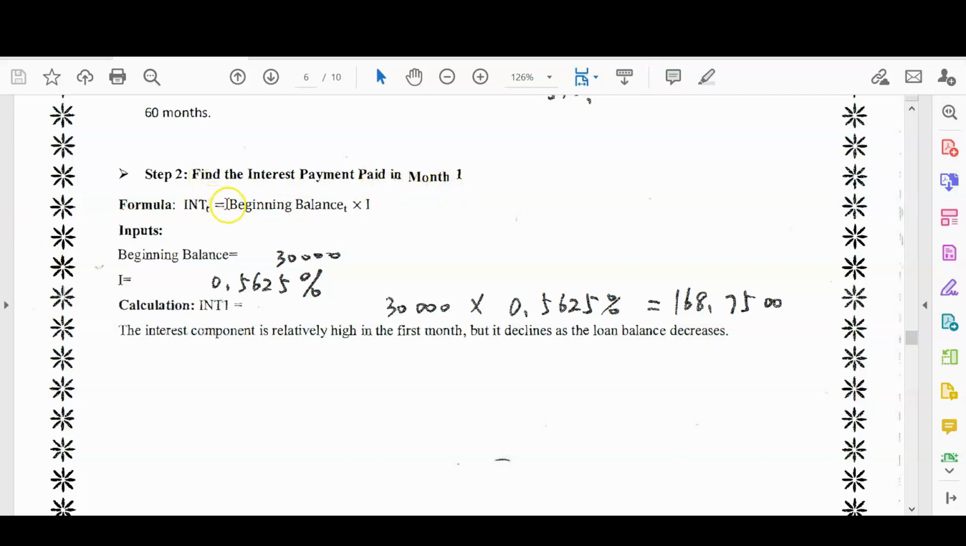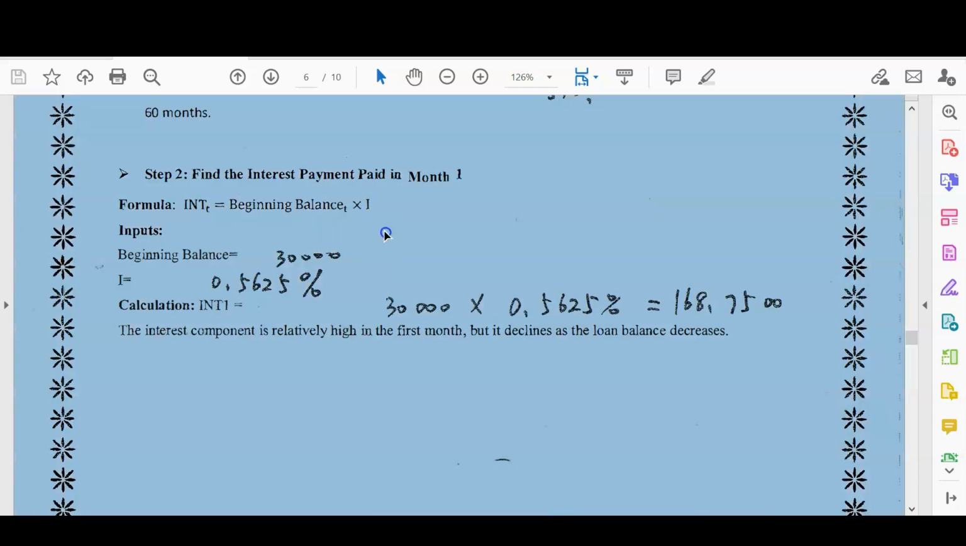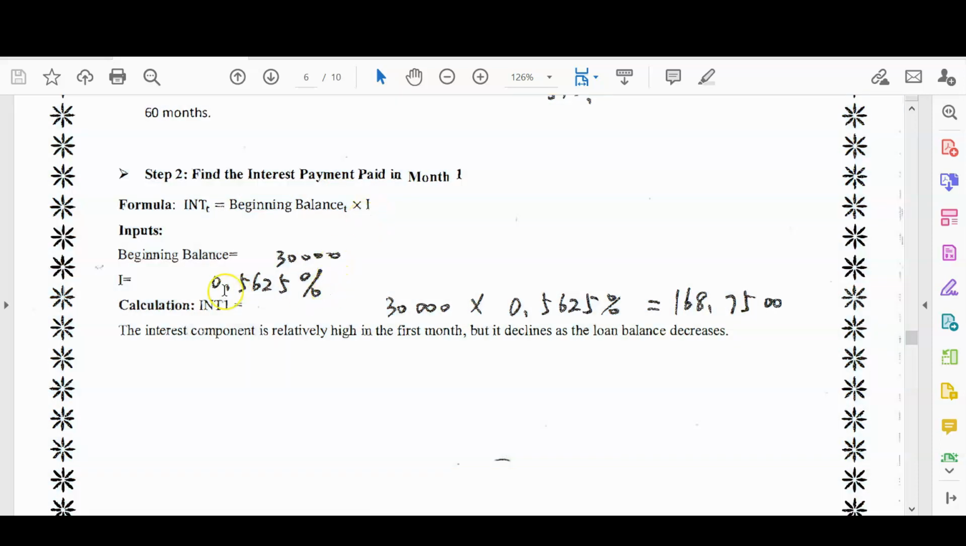It should be the beginning balance in the first month, which is 30,000, multiplied by the interest rate for the first month, 0.5625%. Okay, so we're paying actually 168.75 as the interest payment in the first month. This is relatively high, but it's gonna be declining as the balance declines.